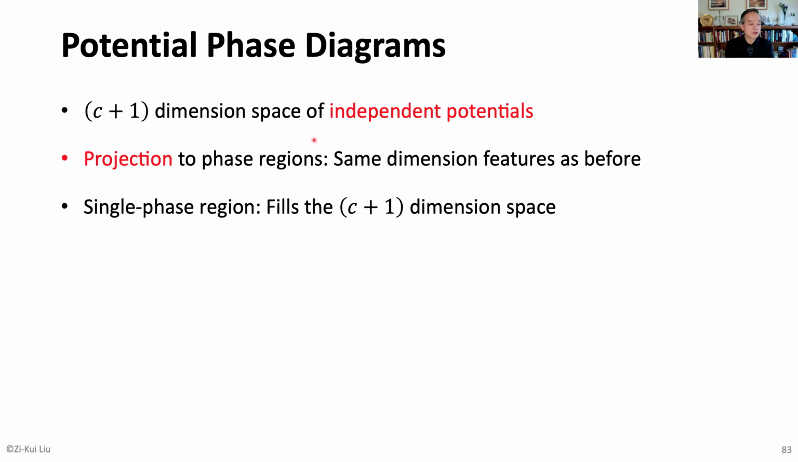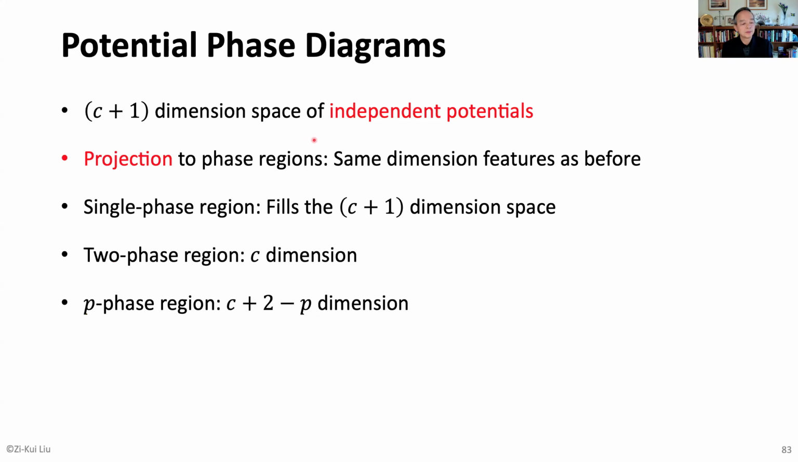Now, the two phase region has C dimension, right? The dimension decreased, so it's like a hyperline in this C plus 1 dimensional space. Then a P phase region would be C plus 2 minus P dimension. And then 0 dimension would be the C plus 2 phase region. That is 0 dimension in this C plus 1 dimension space.